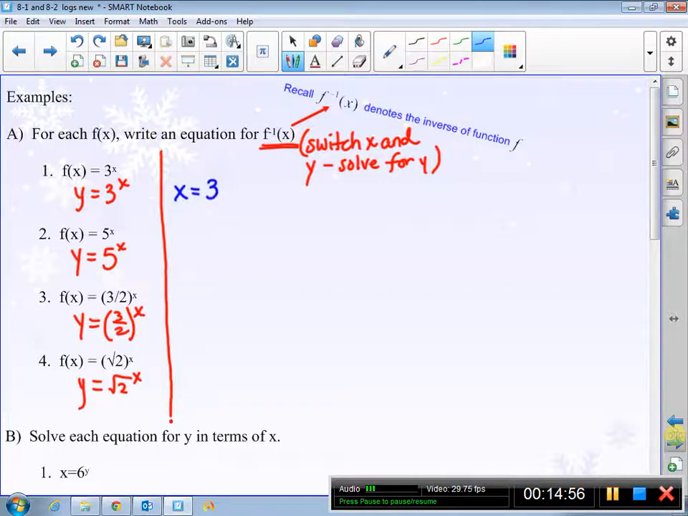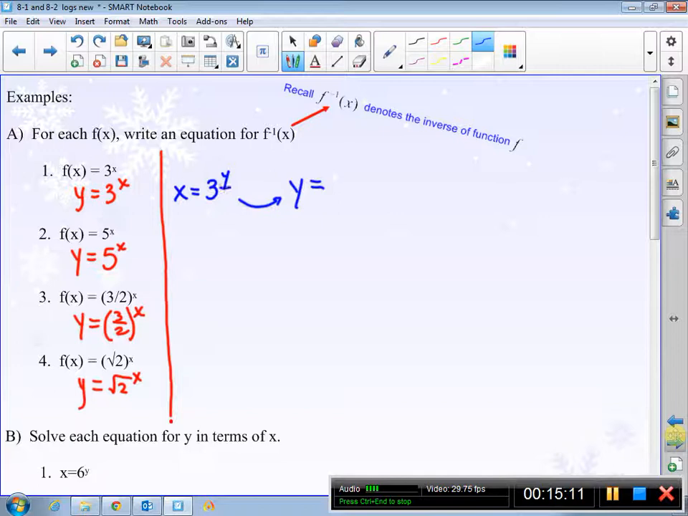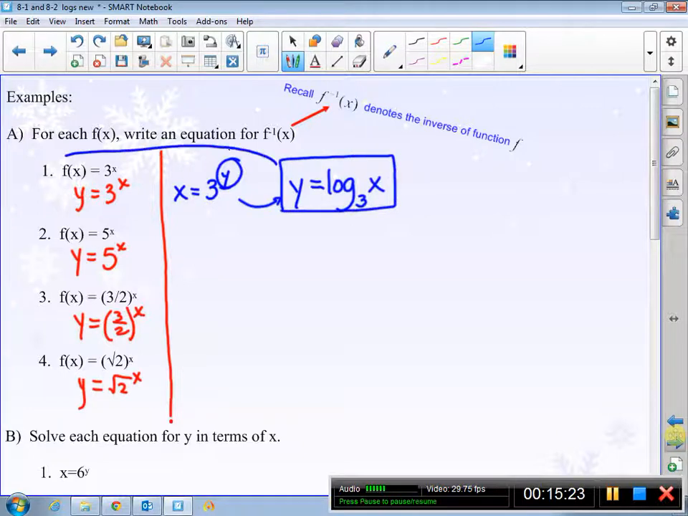Then solve for y. Let me get rid of this here. It's just in my way. y equals, so exponents equal a logarithm with that base of x. And there's your inverse function. This function and this function are inverses. Let's try number 2. Switch x and y.